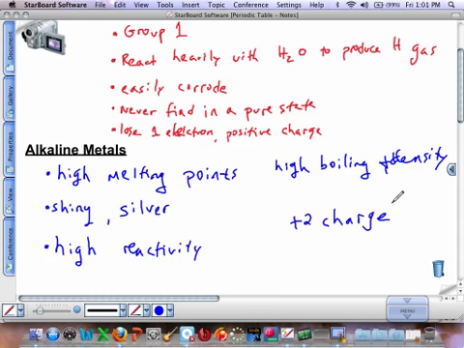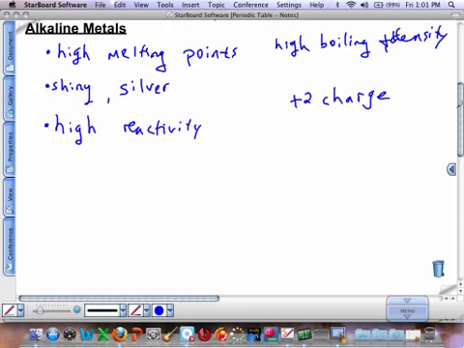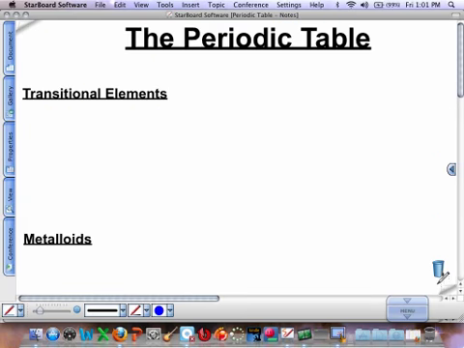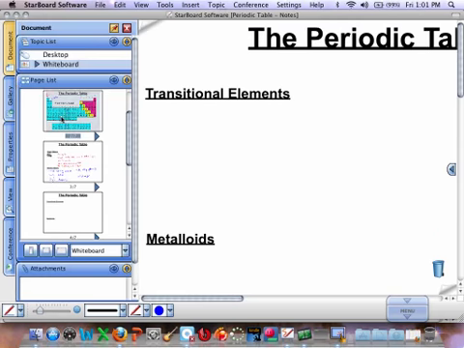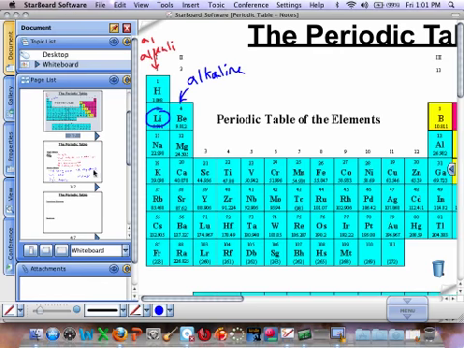Okay, next group going will be transitional elements. Okay. Mary, where are my transitional elements? They're located in the middle. Yeah, it's this whole middle block right here. This is all of your transitional elements.